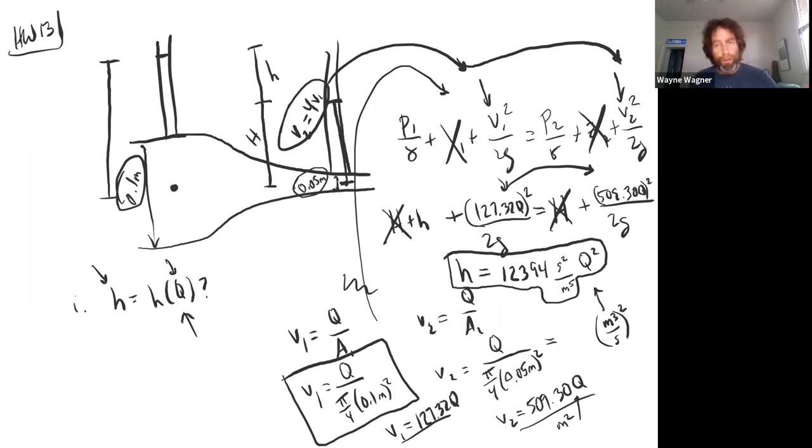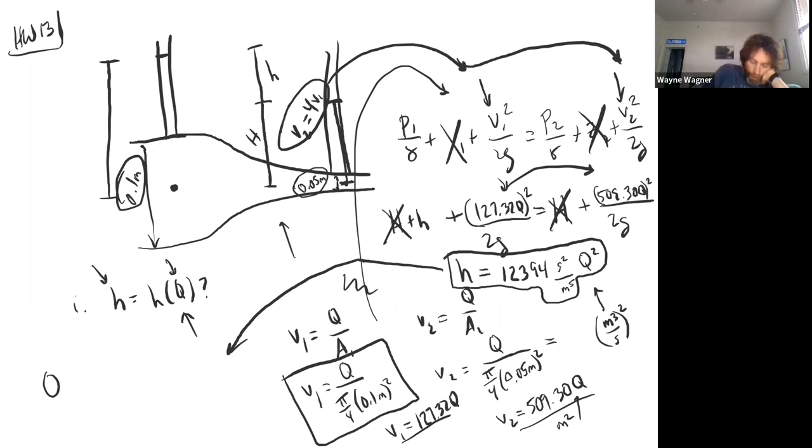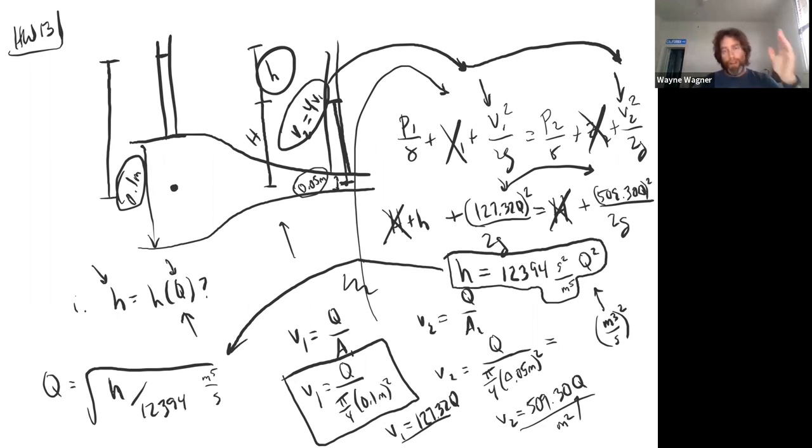And of course, this is definitely something that you might want. In fact, I think probably more often than not, if you had this sort of setup, you'd probably want it to go the other way, right? You'd actually want to solve this as Q equals the square root of H over 12394, and then out front meters to the 5th over seconds. Because what you would want to do is you'd want to be able to walk up to this thing, read H, and just divide by 12394, and then take the square root, and then you get your Q. And you're like, okay, the system is running as it's supposed to because we needed a flow rate of whatever.